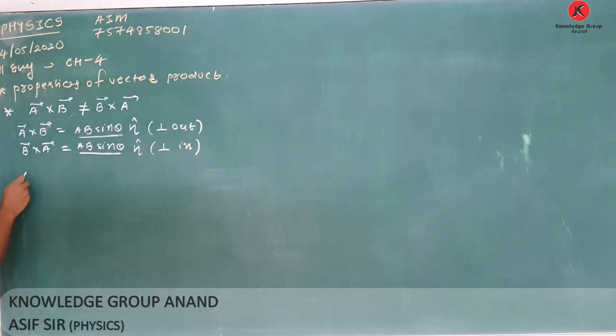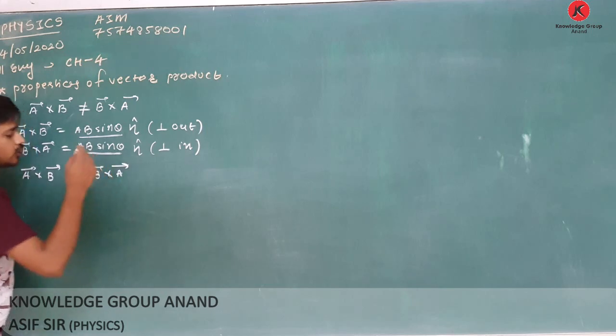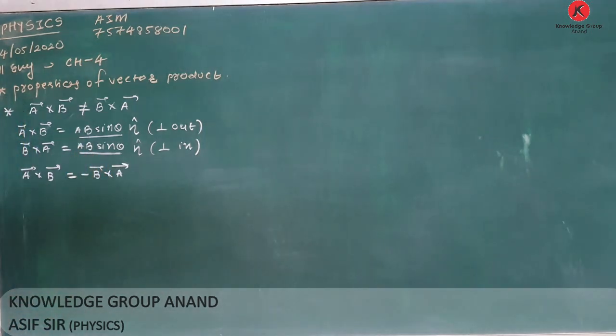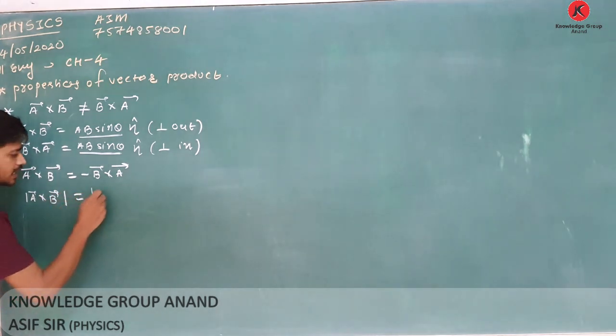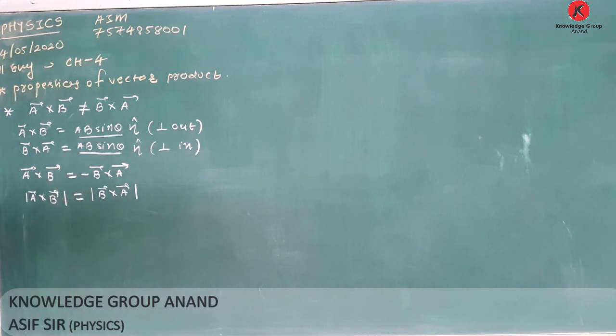So I can write the vector relation between these two vectors as A cross B equals minus B cross A. It means their magnitudes are the same, but the direction is opposite. Clear about this? So this is the first property: the vector product is not commutative.